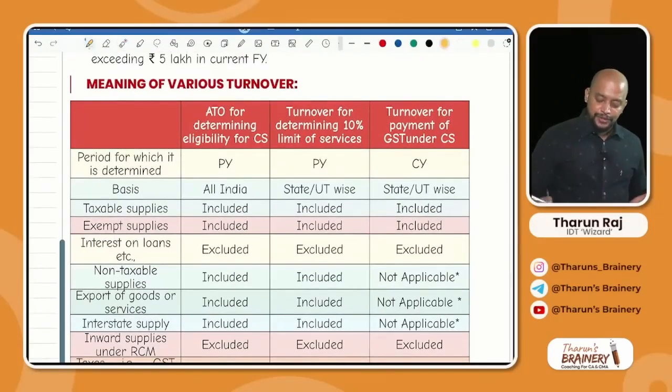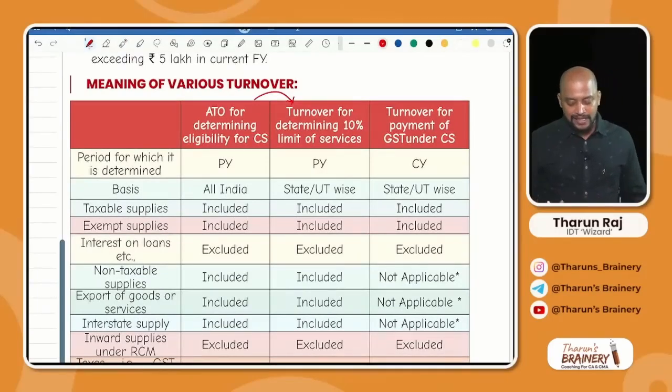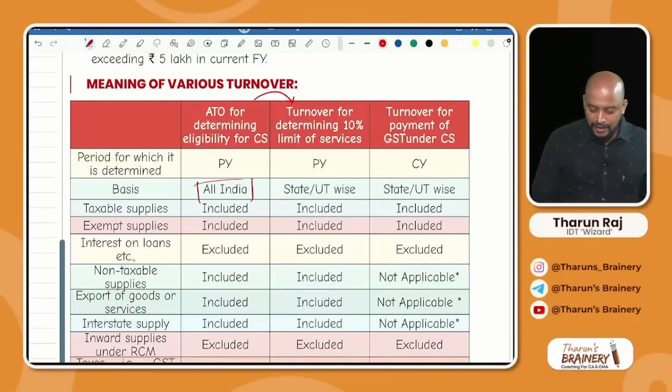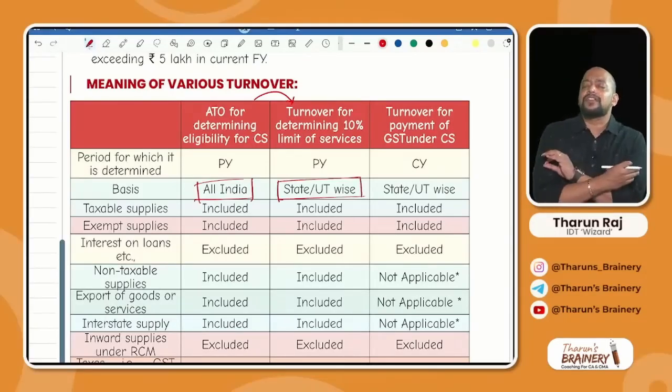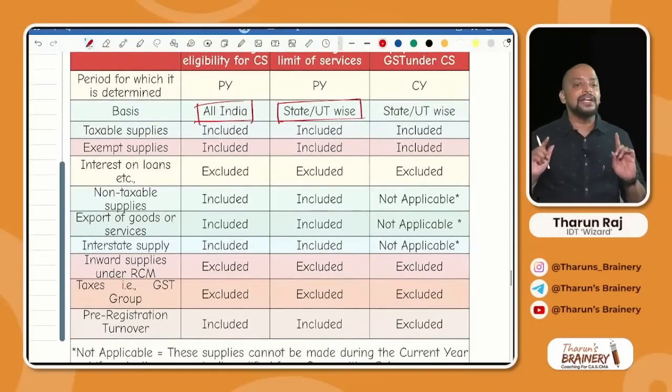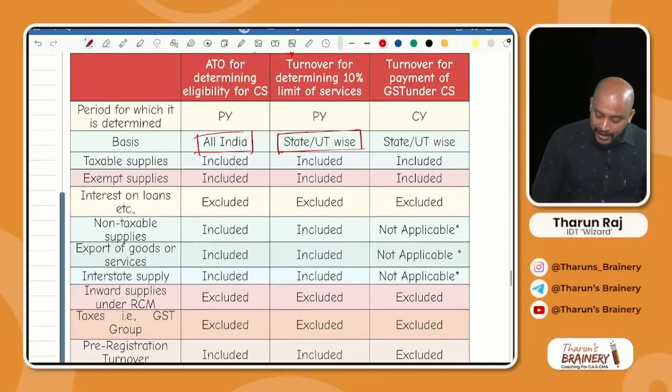Now from this to this, what is the difference? From aggregate turnover to turnover for determining 10% limit, what is the difference? Here aggregate turnover will be all India, but this will be state or union territory wise. Rest of the information is ditto, copy paste. Everything is copy paste. Only difference is what? This will be on all India basis, this will be state or union territory wise.